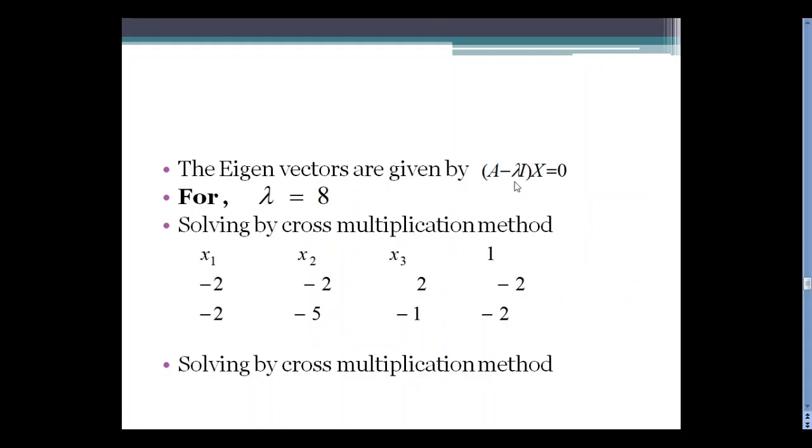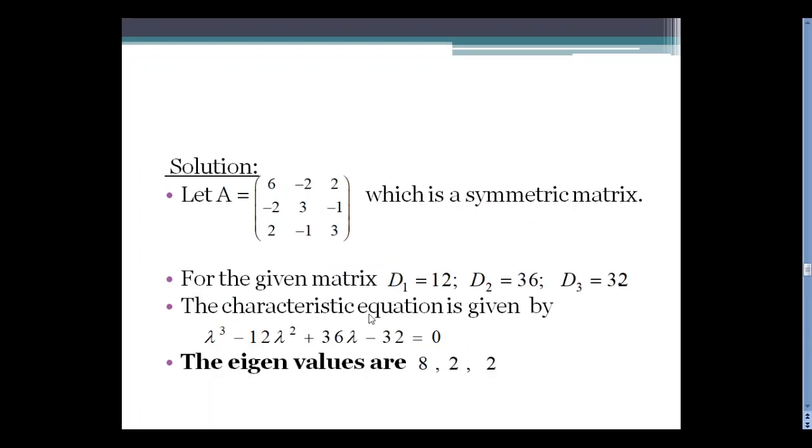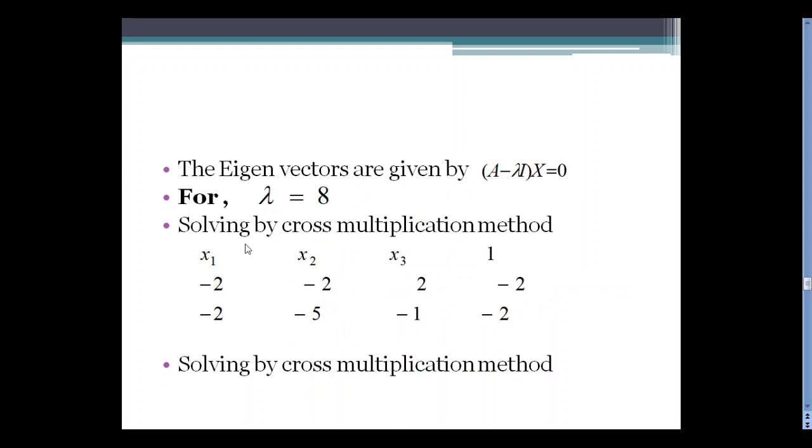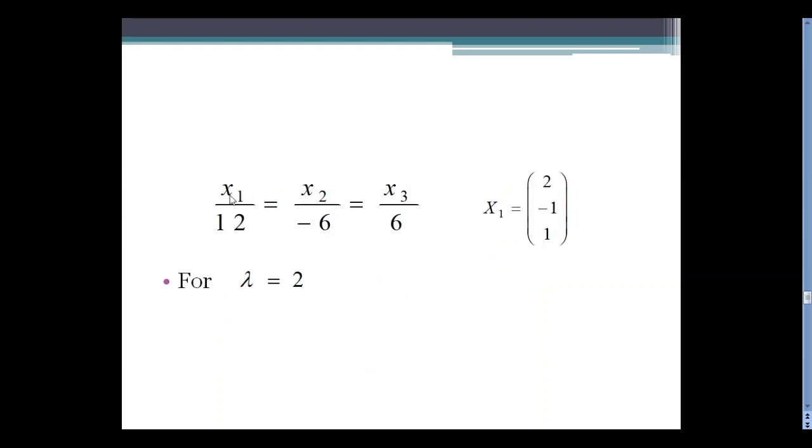Now to find the eigenvectors, I can write A minus lambda I into x equal to 0. All three eigenvalues are not different: one is different and the other two are the same. Solving by the cross multiplication method, we get x1 by 12, x2 by minus 6, x3 by 6, and dividing by 6 we get 2, minus 1, 1.